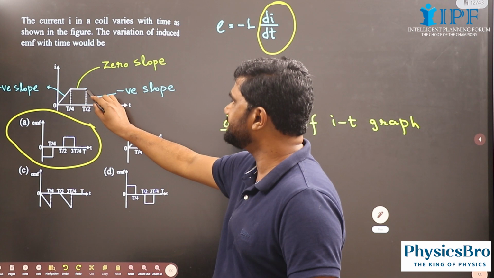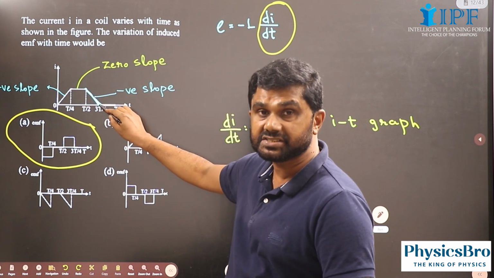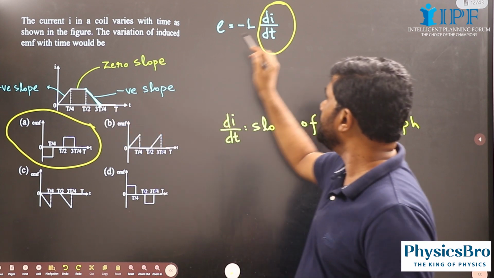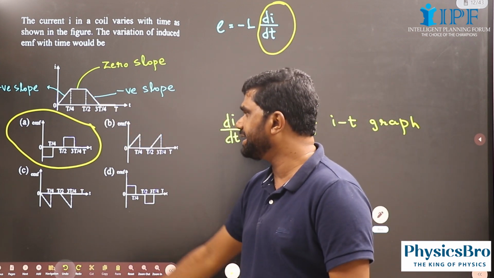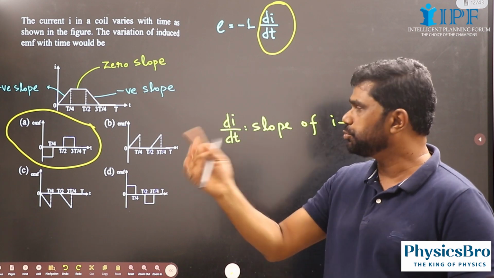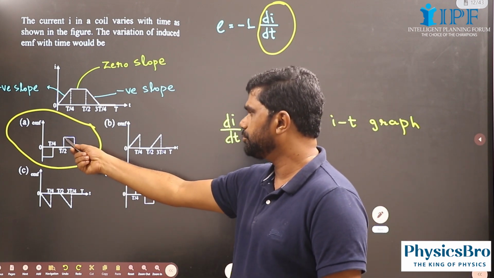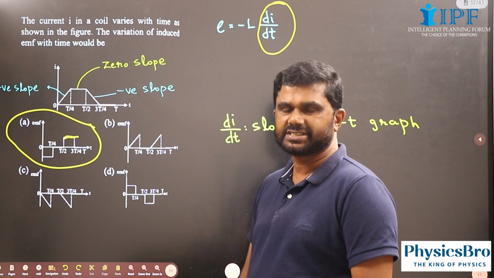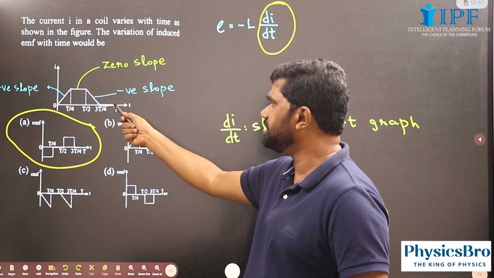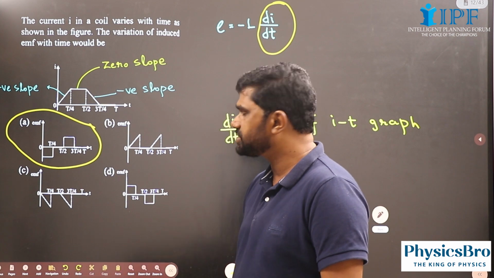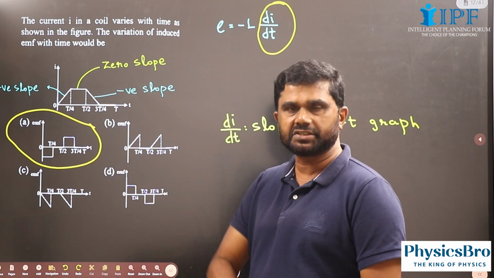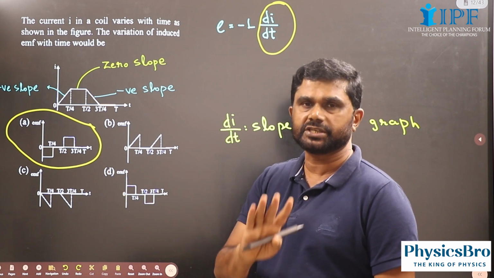During the next interval, the graph is a straight line, meaning the slope is constant but negative. So di by dt is constant and negative, so the voltage will be constant and positive. T by 2 to 3T by 4, constant and positive. And during the last interval, the current-time graph is a straight line with a 0 slope, so induced EMF will be 0. Everything is perfect, only one option, that is A.